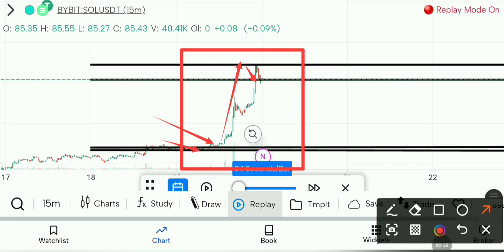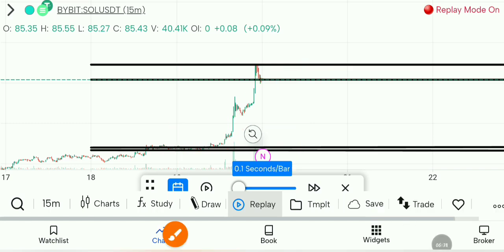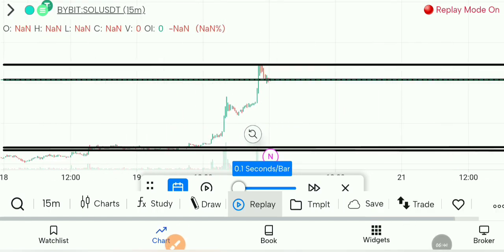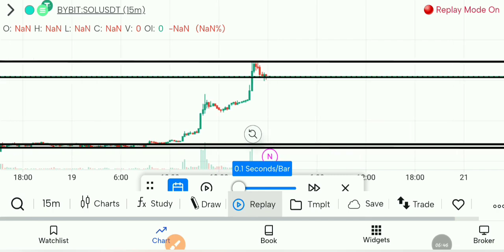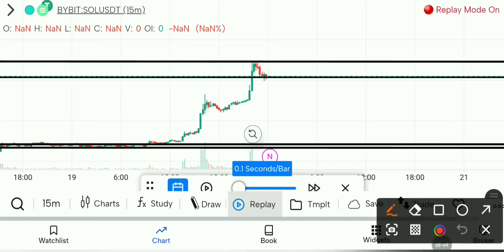And as you can see, price is printing higher highs and higher lows, right? It's printing low, higher high, higher low, higher high. It wants to print a higher low. Now there's a tendency that there's something, maybe a fair value gap over here, which price wants to fill, or maybe a breaker block. This is an FVG over here, a fair value gap.